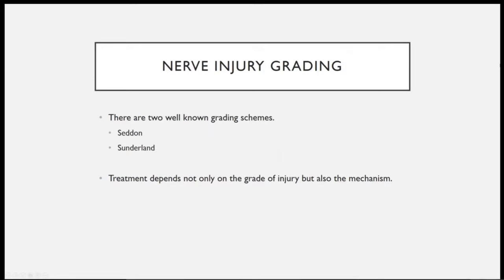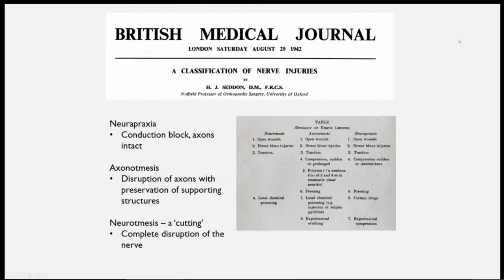Classically, there are a couple of very well-known grading schemes. These have been added to over the years with different authors, but in general, these are the two. And again, treatment depends not only on the grade of injury, but also the mechanism, which we've talked about before. And so this is from the original paper published in 1942 by Dr. Seddon. And he broadly categorizes this into three groups. So there's neuropraxia, axonotmesis, and neurotmesis.